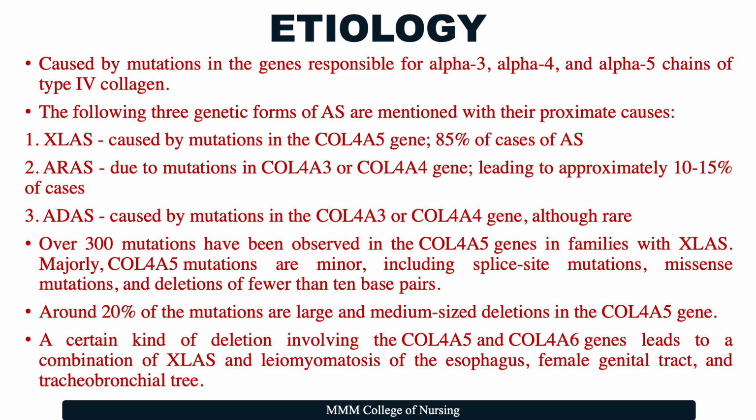A certain kind of deletion involving the COL4A5 and COL4A6 genes leads to a combination of XLAS and leiomyomatosis of the esophagus, female genital tract, and the tracheobronchial tree. Leiomyomatosis refers to benign tumors, called leiomyomas, that form in smooth muscle tissue.